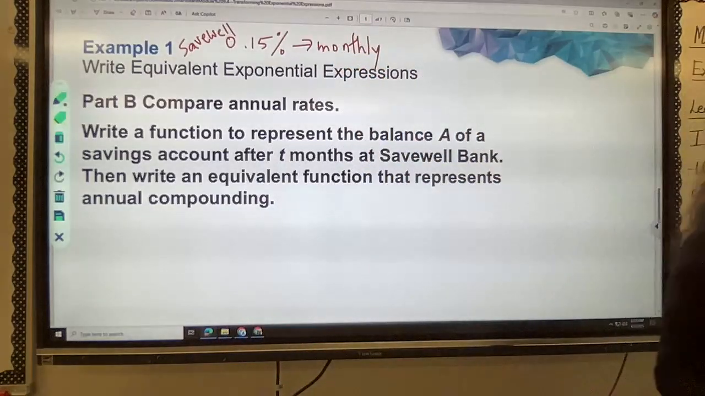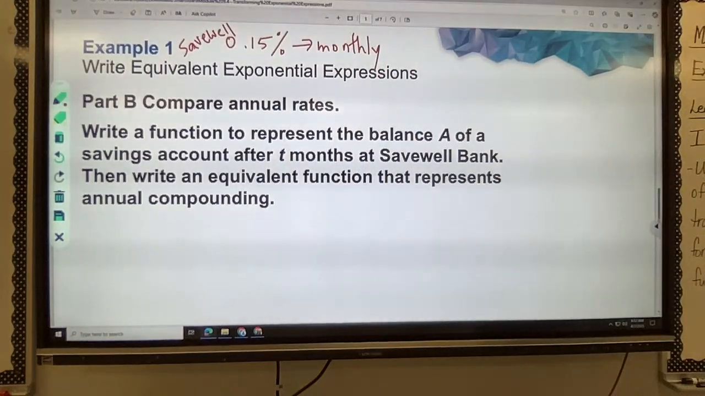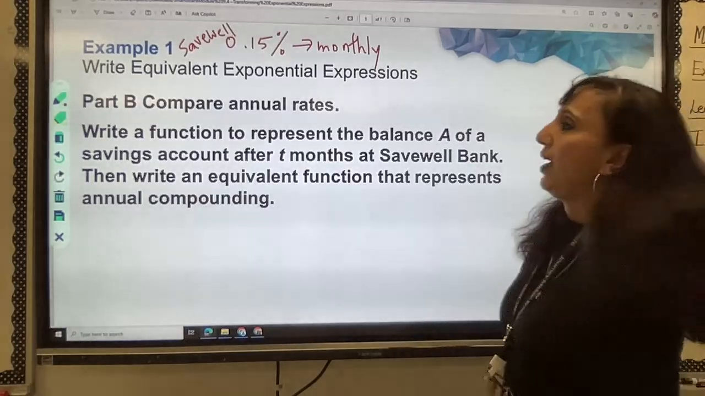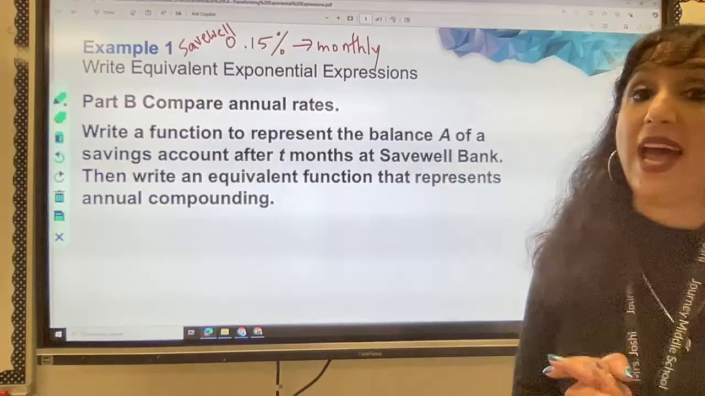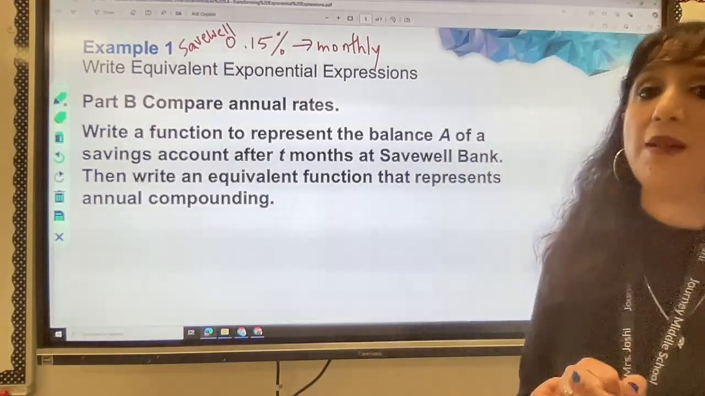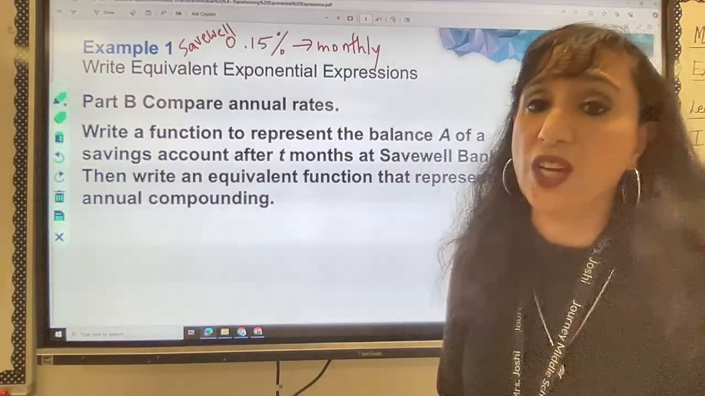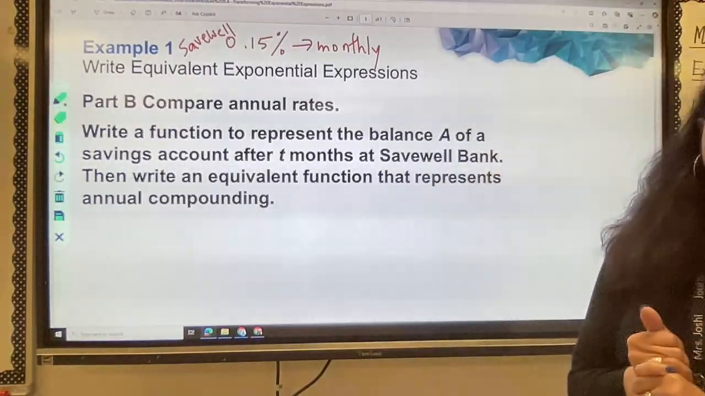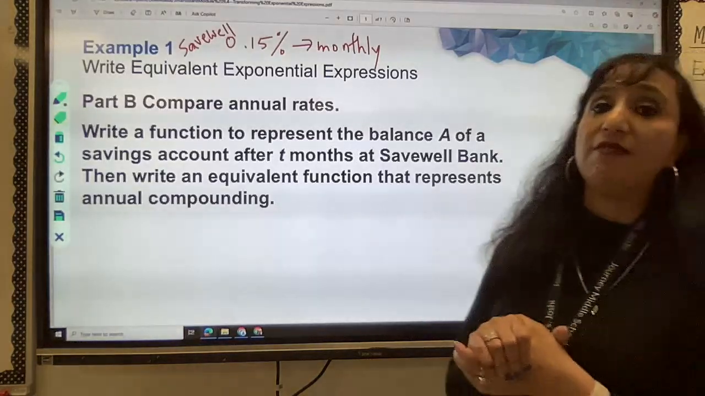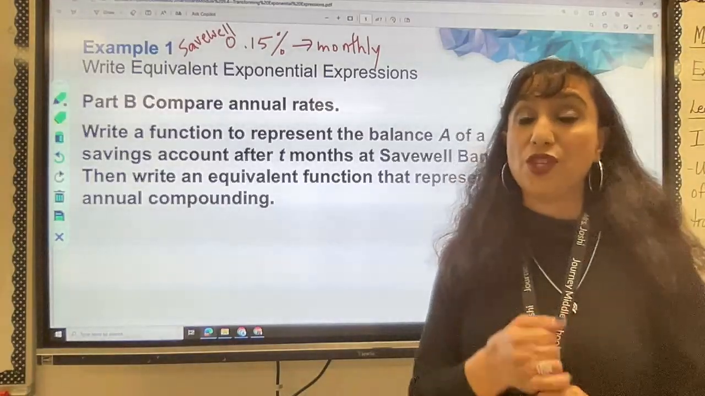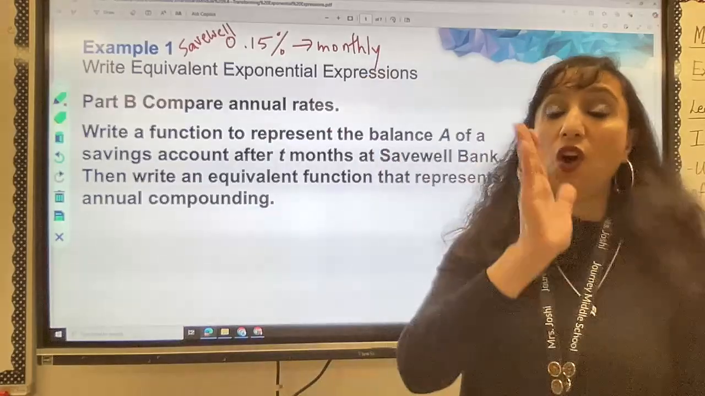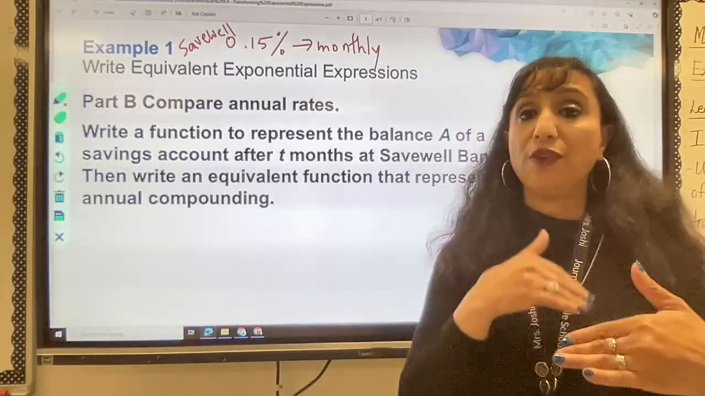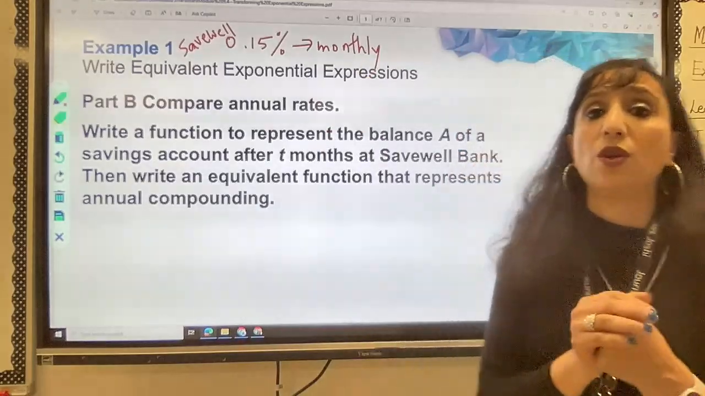Okay. So now let's look at the question. It is saying to compare annual rates, write a function to represent the balance A of a savings account after t months at Savewell Bank. Then write an equivalent function that represents annual compounding. Okay, so we know that Savewell was done monthly. That means it was 12 times, right? So now we have to change it so that your time is 1 year. So from monthly to annual, that's what we are changing into.